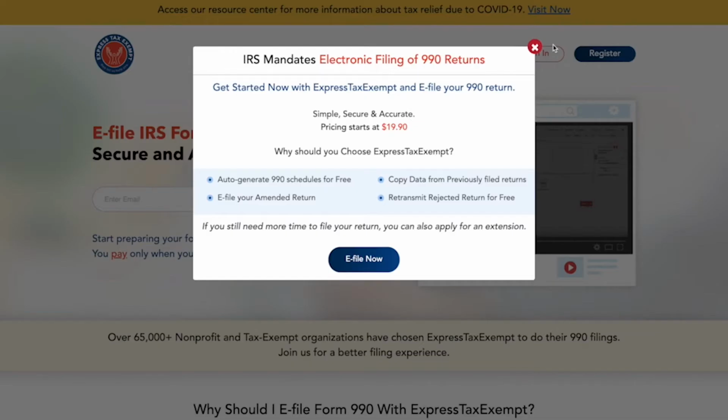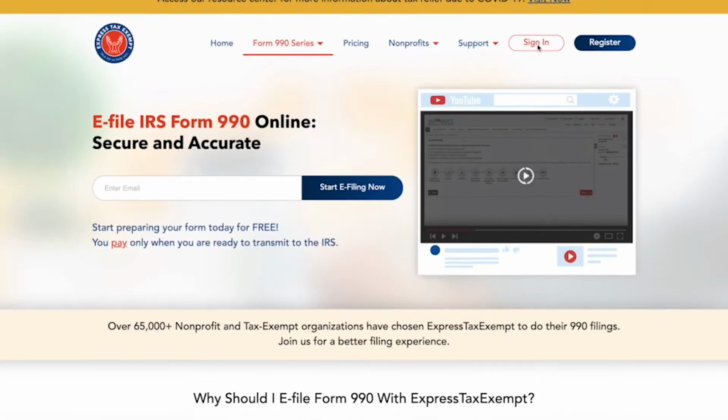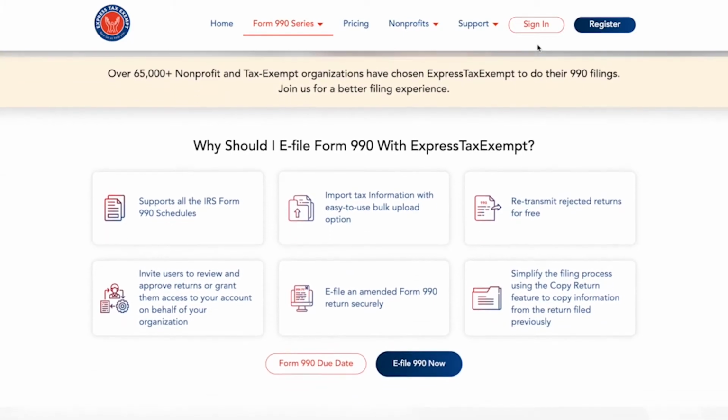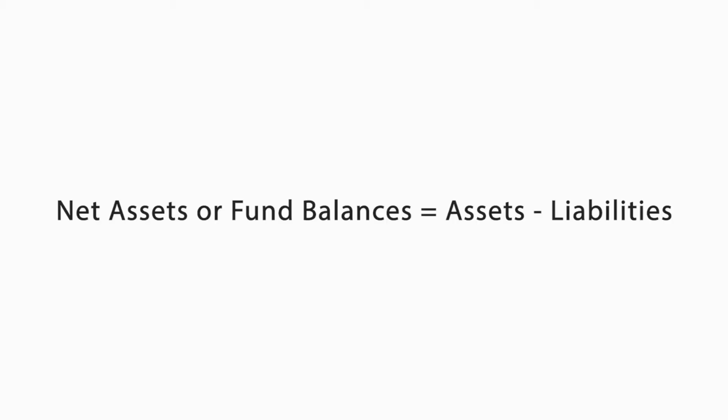To prepare Form 990, you need to understand the concept of a balance sheet, or as it is called in the nonprofit world, a statement of financial position. This video is a short introduction to the idea of a balance sheet. Here's what you should remember.